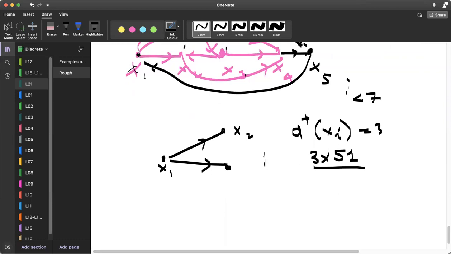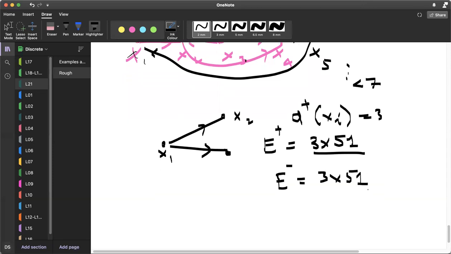If this is the number of outgoing edges, how many incoming edges would we have? The same number of incoming edges. Each edge can be counted as an outgoing edge and an incoming edge as well. So the number of incoming edges is the same, which is 3 times 51.